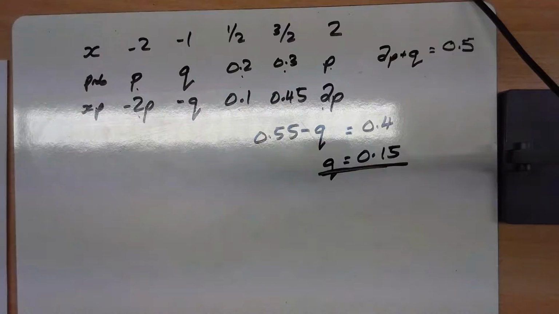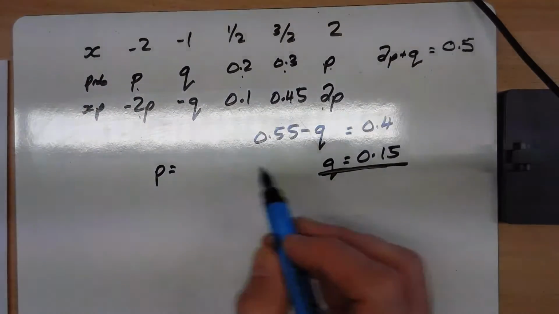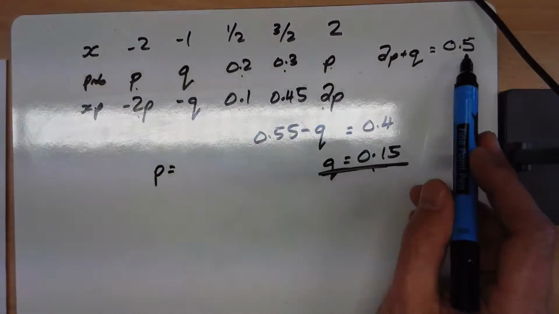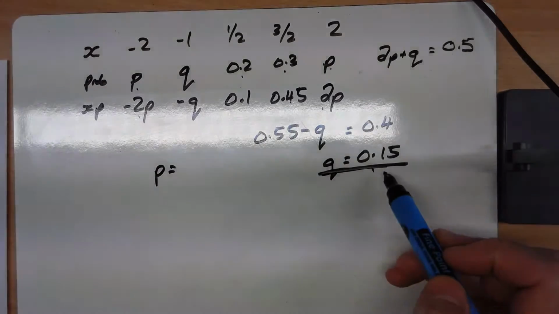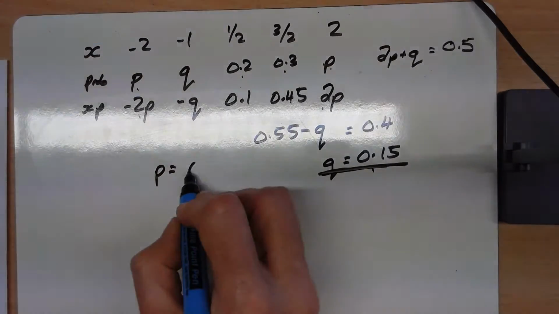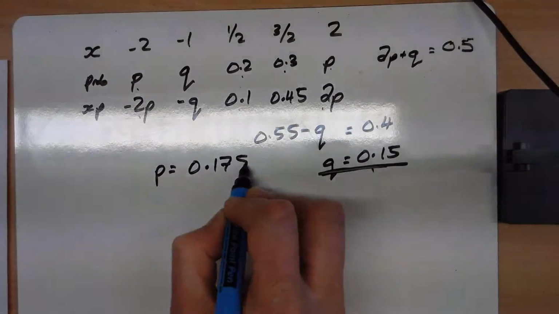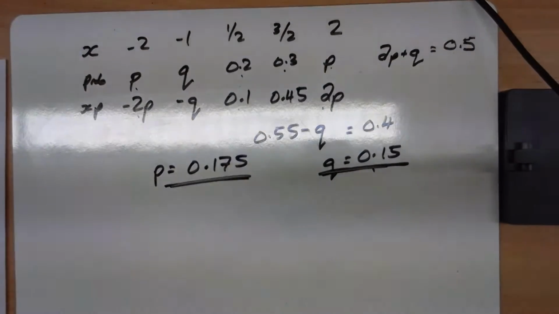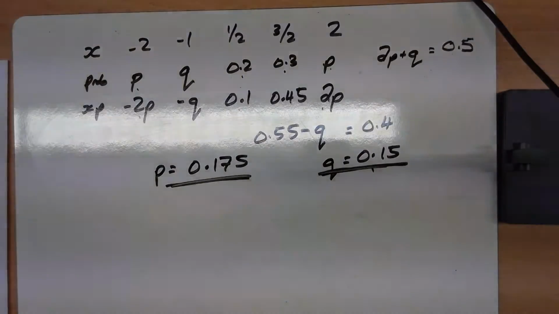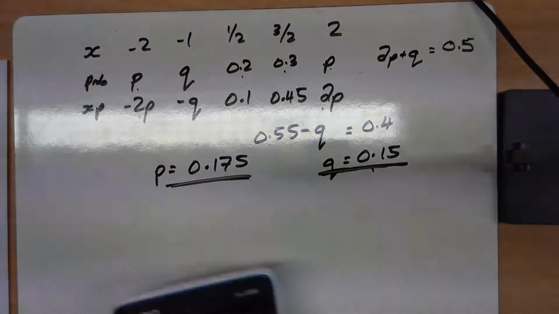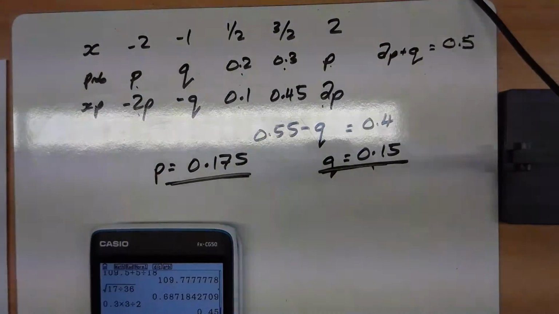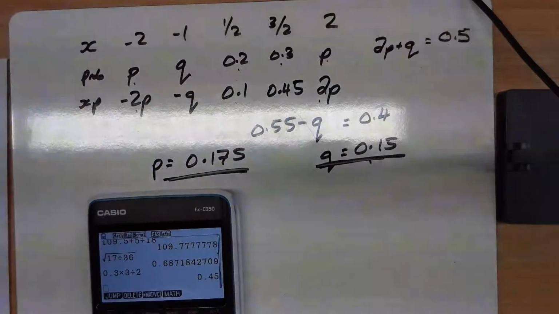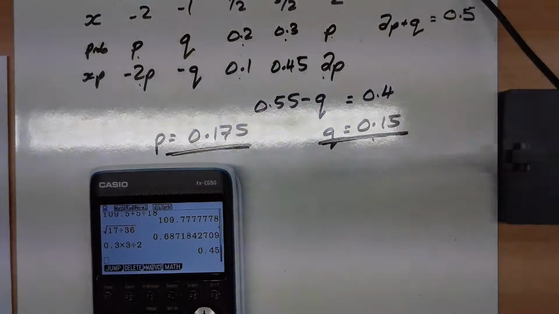So once we know that q equals 0.15, we can put that into there. So 0.5 take away 0.15, divided by 2, gives us 0.175. So usually that's a simultaneous equation you've got to do. You're lucky that that one wasn't. Now we've then got to go on and find the expected value of x. So let's do that. You've then got to find the variance of x.